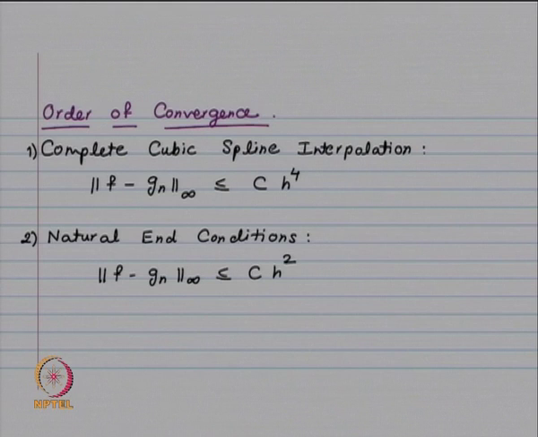Look at the order of convergence. So, as I said, for complete cubic spline interpolation, the infinity norm of f minus g n is less than or equal to constant times h raised to 4. For the natural end conditions, it reduces to constant times h square.